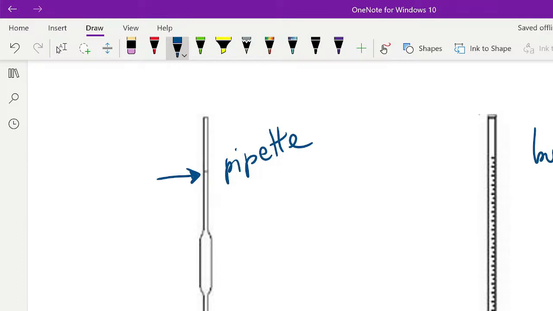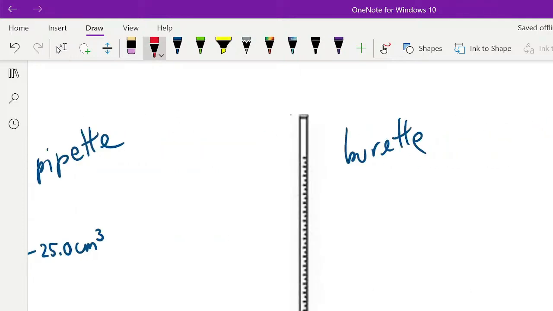Let's say this pipette is 25.0 cm cube. Then you have to fill it up to this line. You cannot measure 20.0 cm cube using this pipette. One pipette only measures one volume. With a burette, however, you can measure any volume you want. A burette is written to one decimal place for IGCSE, so that shows you how high the accuracy is.